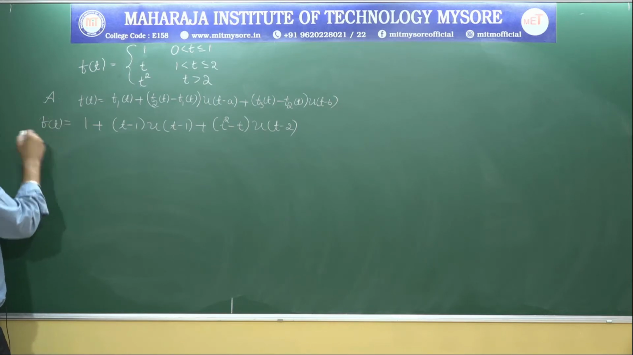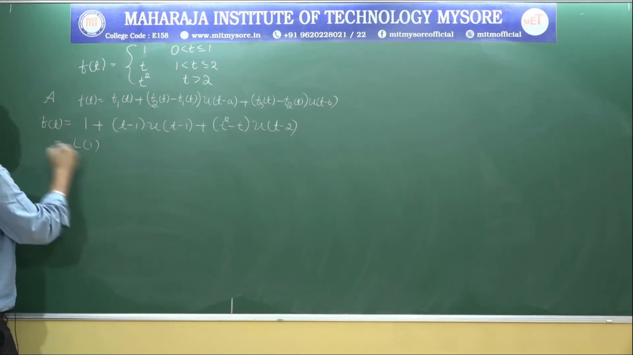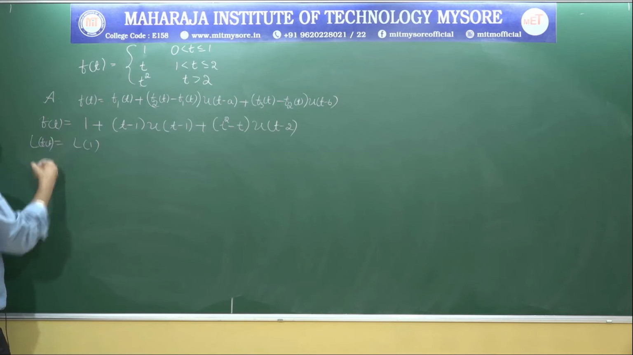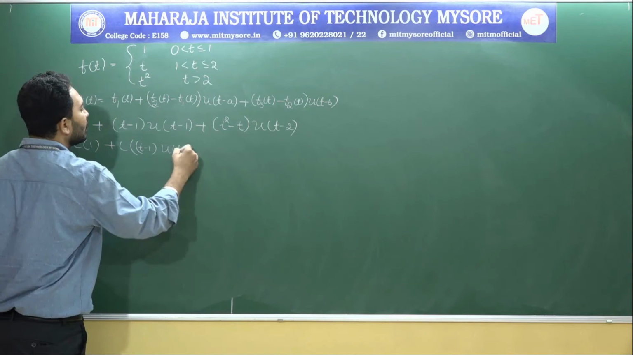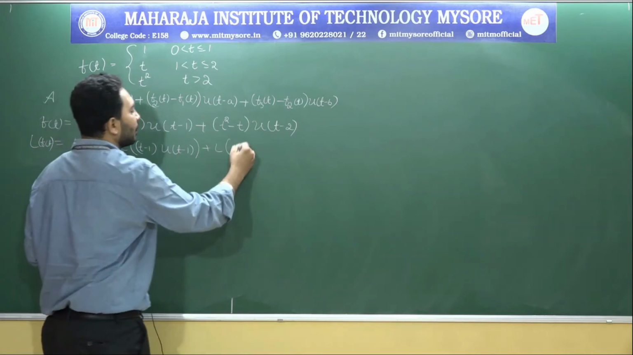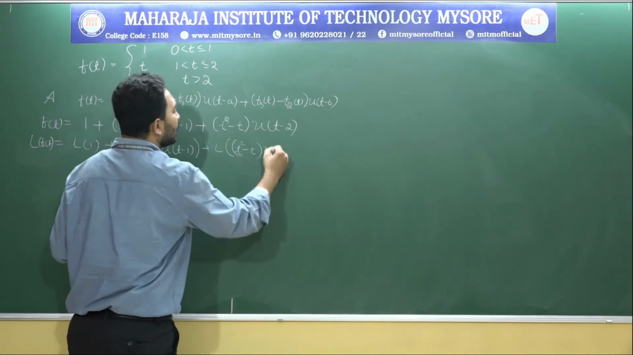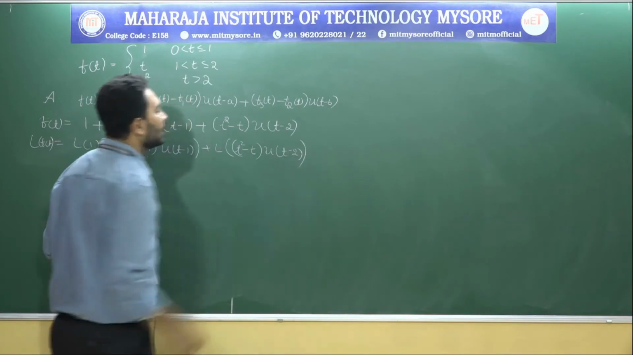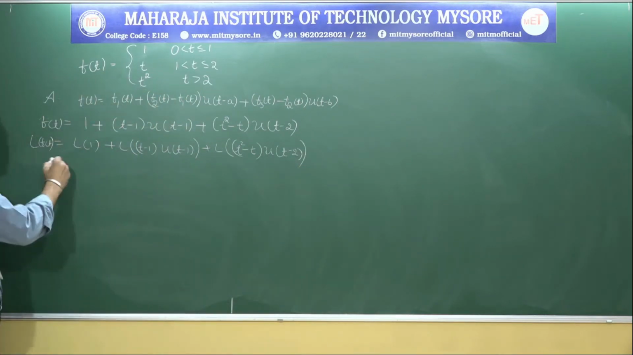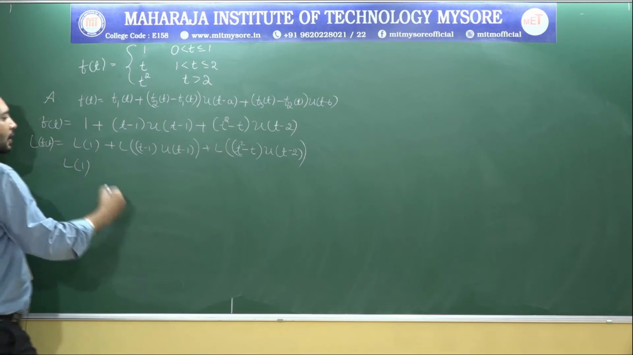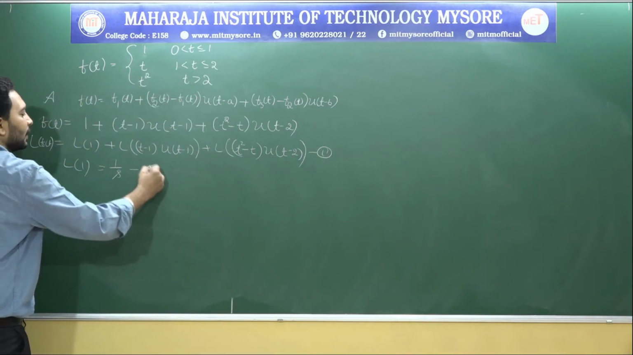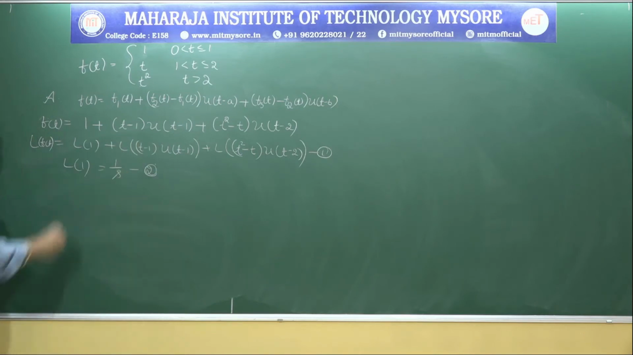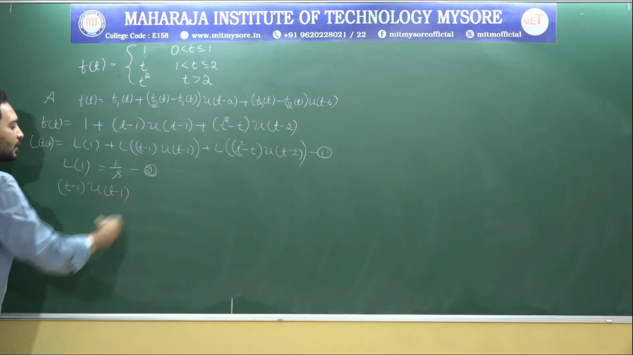Then find the Laplace for this. So Laplace of f(t) equals Laplace of 1 plus Laplace of (t minus 1) into u(t minus 1) plus Laplace of (t square minus t) into u(t minus 2). So Laplace of 1, I will take this as equation 1. Laplace of 1 is 1 by s. Take it as equation 2.